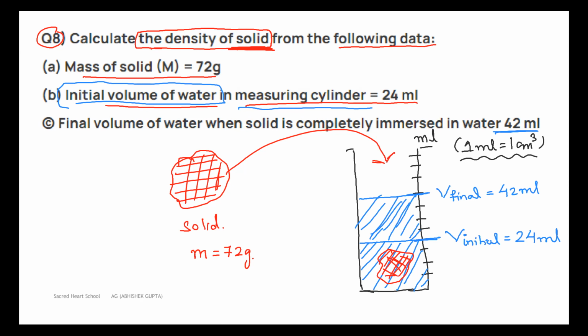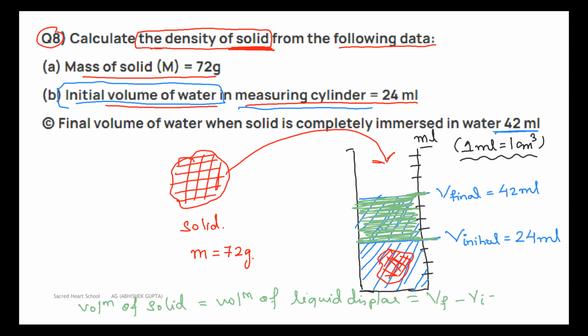Now, the liquid displacement method tells us that the volume of any irregular substance will be the same as the volume of liquid displaced. This is the volume of liquid displaced. This was the initial level, this is the final level. And the liquid displacement method tells that volume of solid is equal to volume of liquid displaced. How much is the volume of liquid displaced? V final minus V initial, that is 42 ml minus 24, which will be 18 ml.